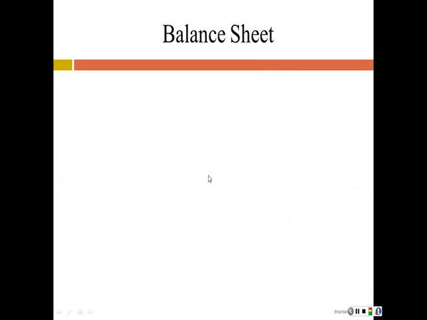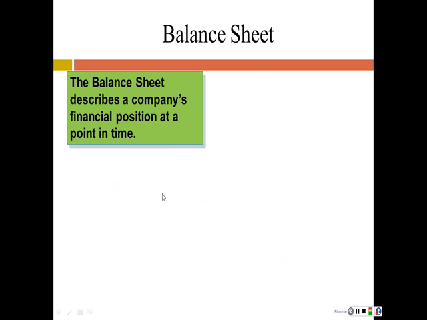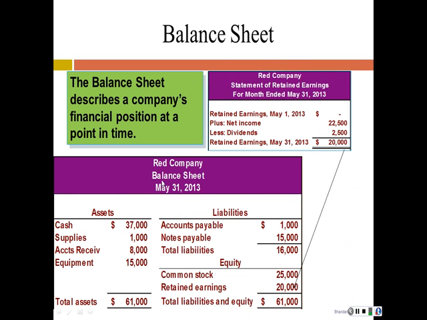Next is the balance sheet. The balance sheet is nothing but your accounting equation, assets equal liabilities plus equity, in a nice fancy format. So the balance sheet essentially describes the financial position of a company, importantly at a point in time or on a particular date. So a balance sheet has a heading: who, Red Company; what, balance sheet. And instead of saying for the month of May, you say it is as of May 31st, 2013.